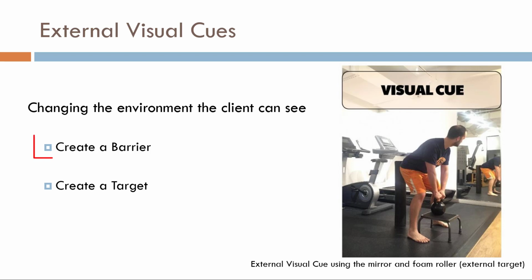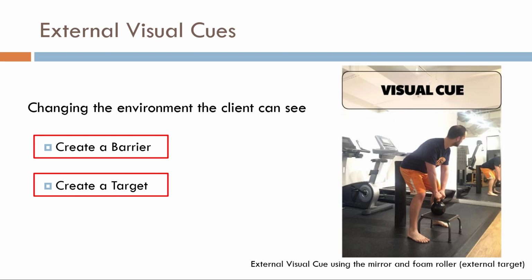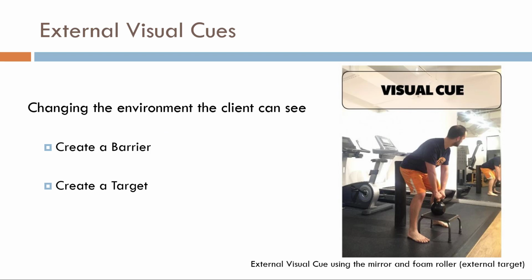person can see. So either creating some kind of barrier or creating a target. In this case, you'll see them trying to pick up, say, a deadlift or a kettlebell swing. Instead of letting the knees go forward, you're trying to cue the hips to go back and giving them a target that they can see. See how he's looking in the mirror so that he has some feedback, visual input of where his hips are in space.